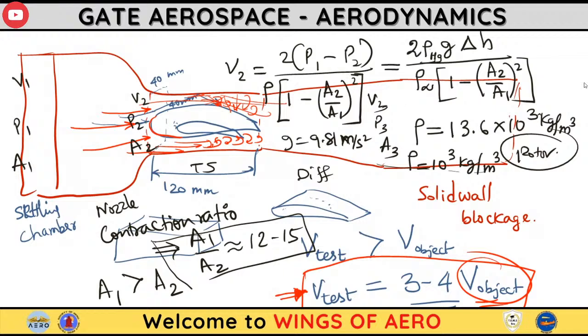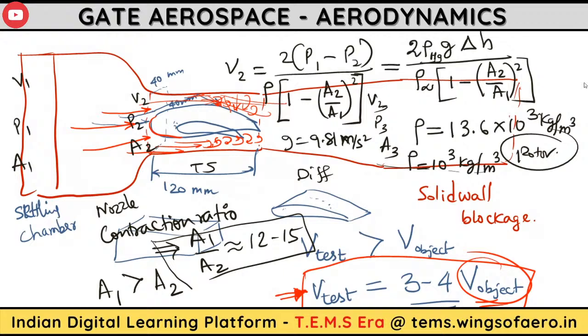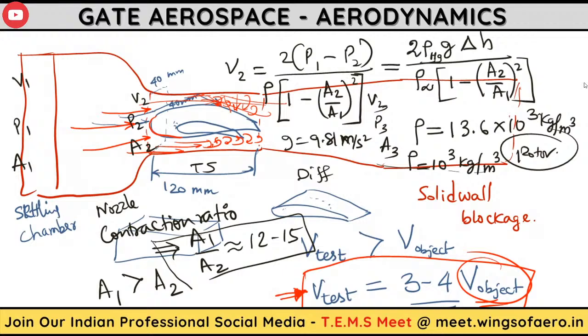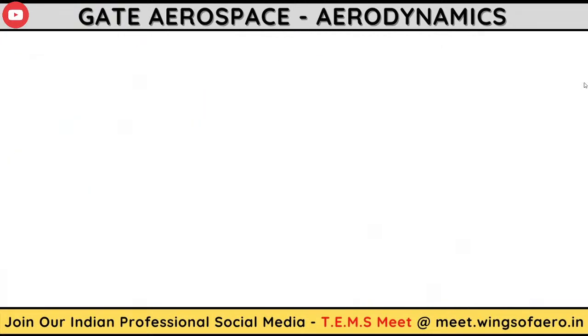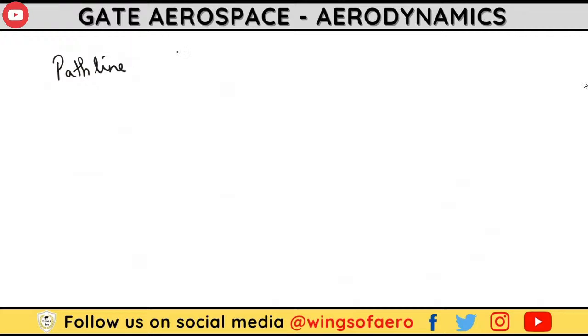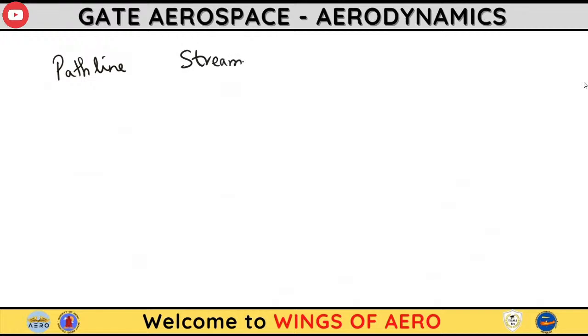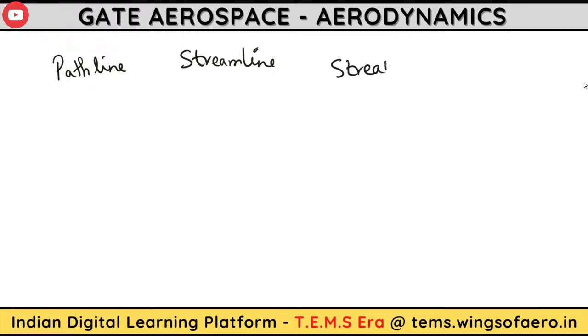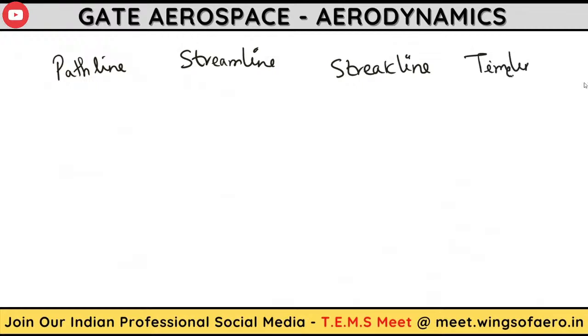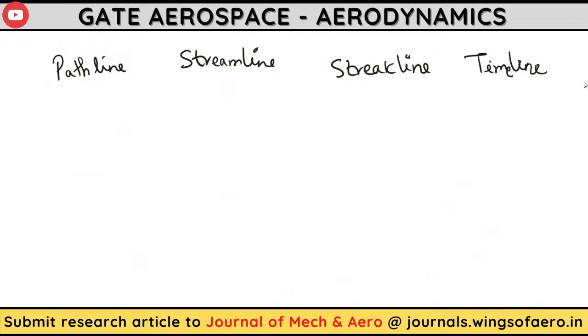Okay, now I will quickly give you what is a streak line, path line, and stream tube. It's a very easy concept. Path line, streamline, you should know the nature of these things. Then we have streak line, then we have timeline.